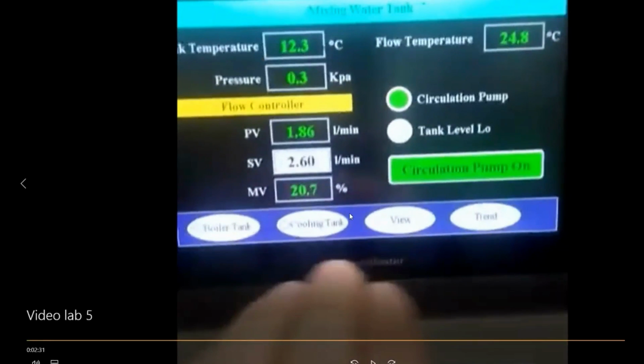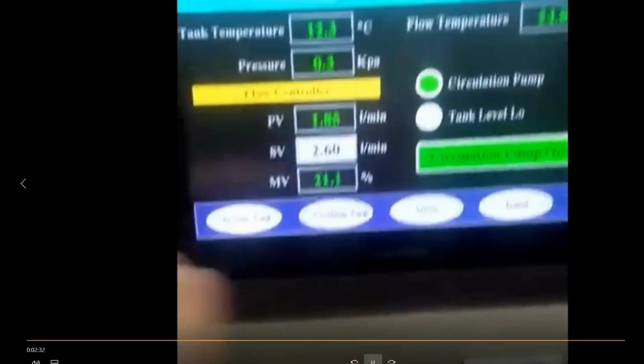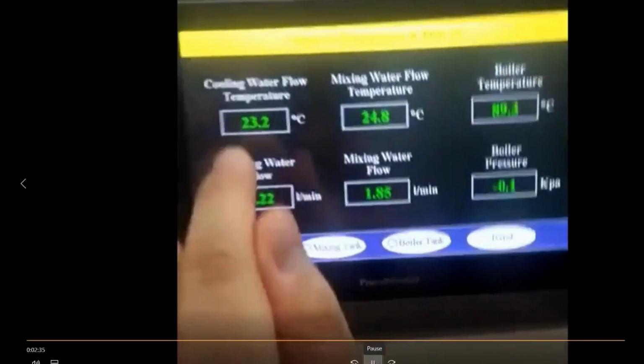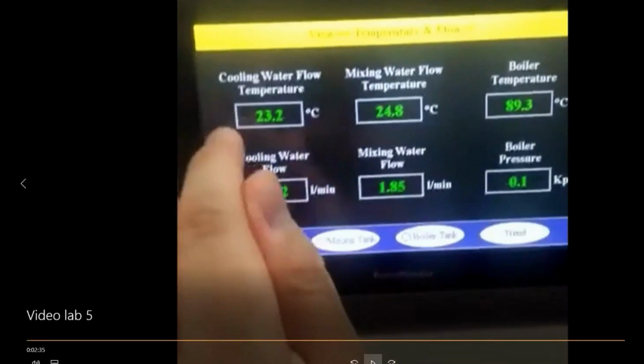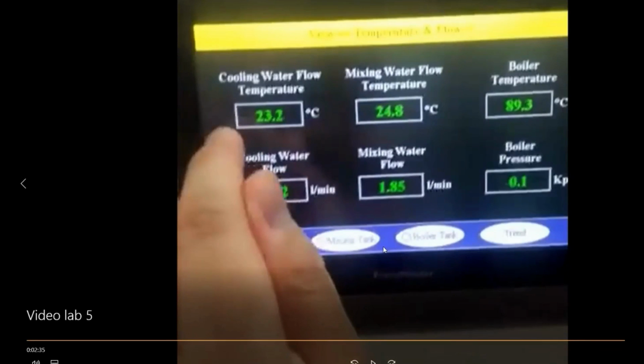Okay, why do we need to do this? Because we need to stabilize the flow between the hot tank and the mixing tank, so that there is no overflow. After a certain time, around 5 minutes, once all the conditions are stable, you can read the parameters for each tank: the boiler tank, the mixing tank, and also the cooling tank.